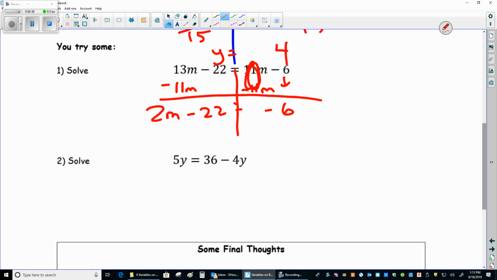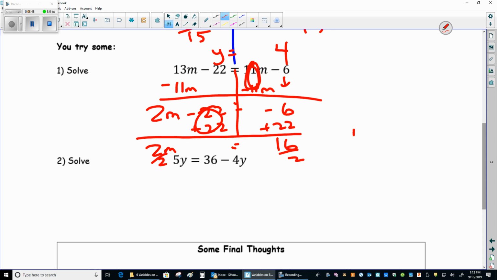On this next step, I'm going to add 22 on both sides to get rid of them. To get 2m is, I always stink at this, 16. And then divide both sides by 2 to get m is 8. Okay? Pretty easy. Let's try number 2.